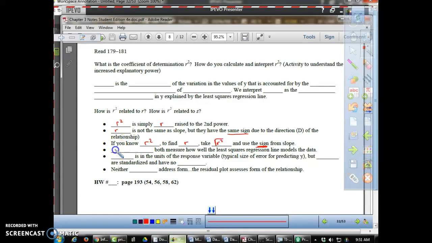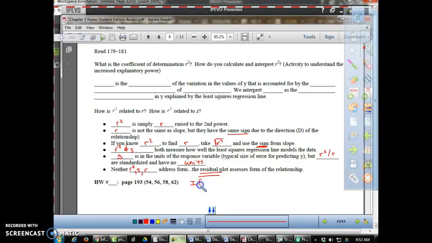R-squared and S both measure how well the least squares regression line models the data. I talked about that earlier. And S is in the units of the response variable because it's the typical size of the error for predicting y. But R-squared and R are standardized and have no units. So neither R-squared, S, or R address the form. The residual plot is imperative for doing that.